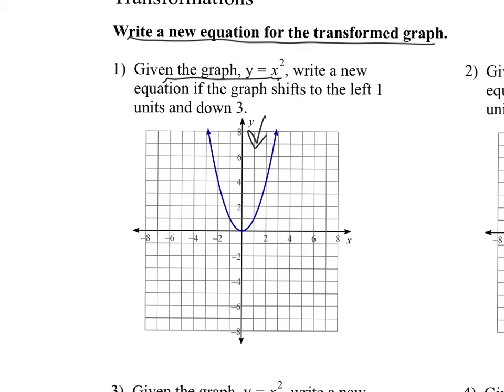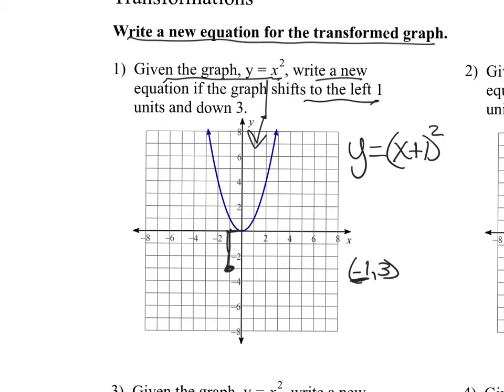So this is a parent graph, right? It says write a new equation if the graph shifts to the left 1. So we're going to the left 1 and down 3. All right, left 1 and down 3. So our vertex is negative 1, negative 3. So if I'm going to write an equation, it's going to be x, this goes back into opposite world, plus 1 squared, and it's going to go down 3. Oops, that's a negative 3. Okay.